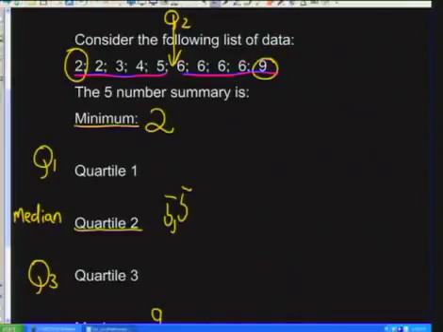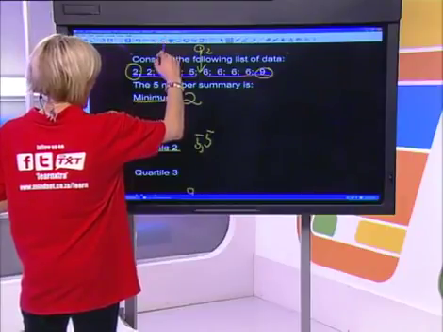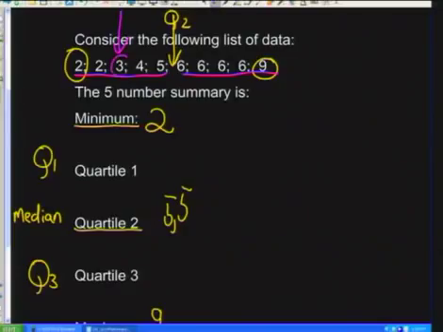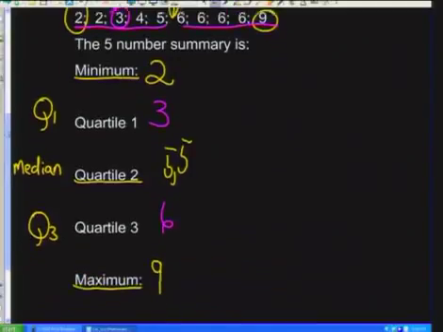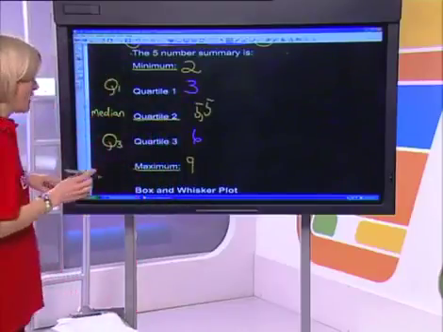Now, to get the value for Q1, I need to take my lower 50% and divide it in half again. And have a look here. Exactly in the middle of this half is the number 3. So quartile 1 has got the value of 3. And again, exactly halfway in the top half, there's quartile 3. And quartile 3 has got a value of 6. So very, very quick and easy. If you know what you're doing, it's easy to get the 5-number summary.